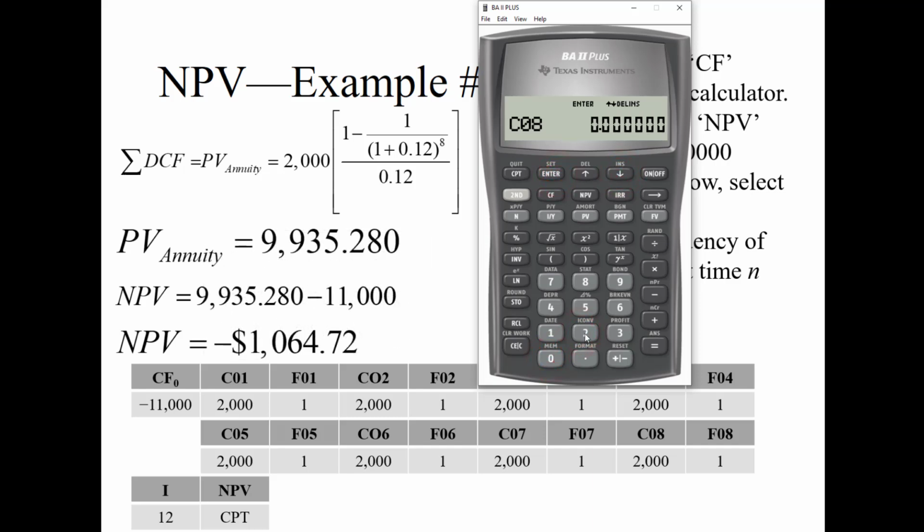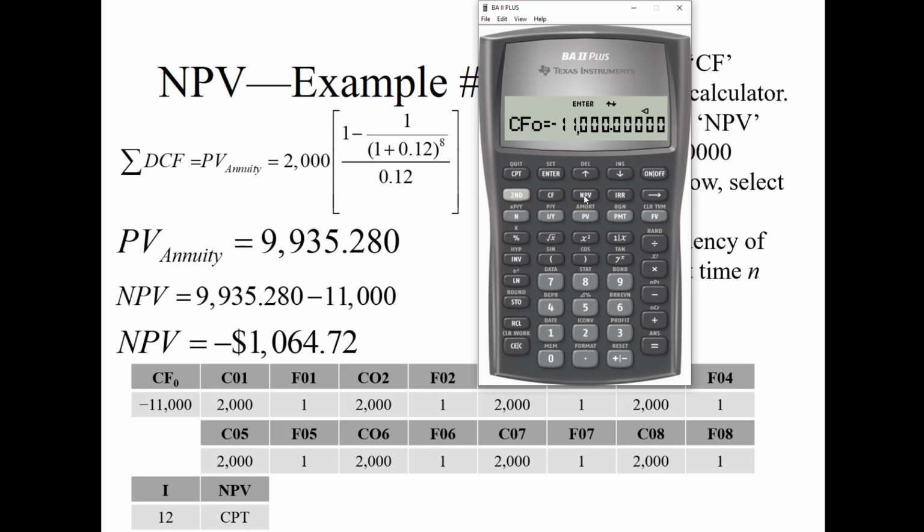And here we have our last cash flow at time 8. Its frequency is also 1. I want to make sure that the next cash flow is 0. And then it will go back to our cash flow at time 0. So now we have this information, and we need to use the NPV key. Our NPV key is located just to the right of our cash flow key.